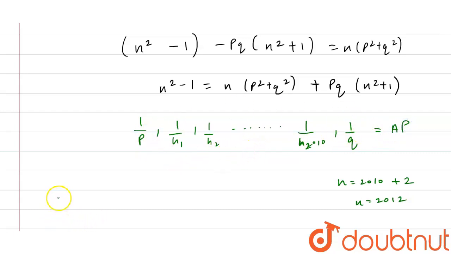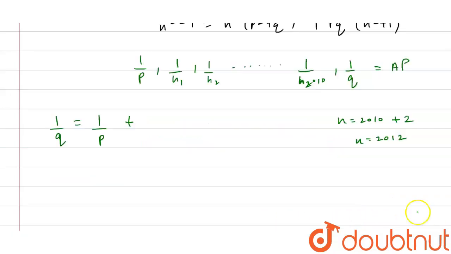Now we can write the formula for finding the value. To find the last term, 1 by q equals the first term 1 by p, that is a, plus (n minus 1) d. So n is 2012. Or we can say we let h2010 equal h of a. We will let the value 2010 be a. So this will become n equals a plus 2 because 2012. So a plus (n minus 1), so the value is n minus 1, so a plus 2 minus 1, which is a plus 1, into d.